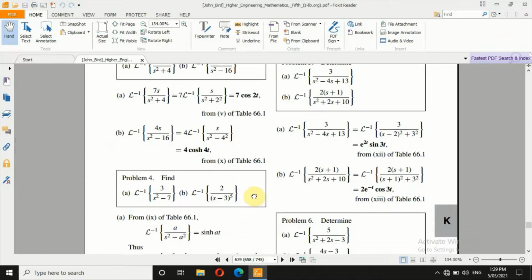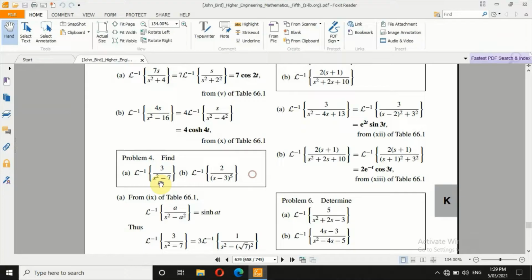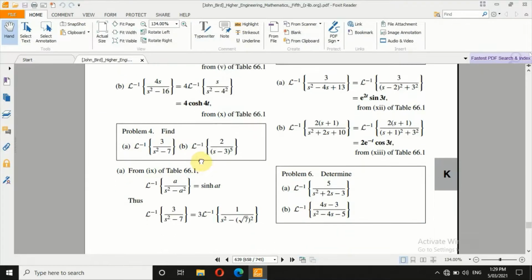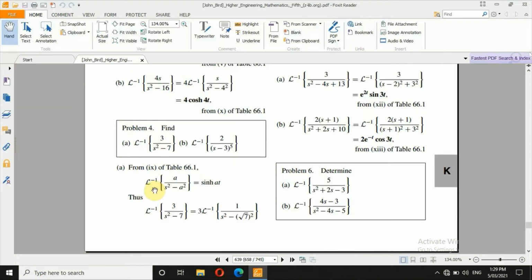So let's take a look at this example again too. Laplace inverse of 3 over x squared minus 7. This is very simple because looking at this one, we need to express 7 in terms of square root. So if you put square root here and you put square again, you will now see what I'm talking about. But before we proceed, let's take a look at the solution now. Don't forget that inverse Laplace of a over x squared minus a squared is sinh at. You have negative for hyperbolic function.